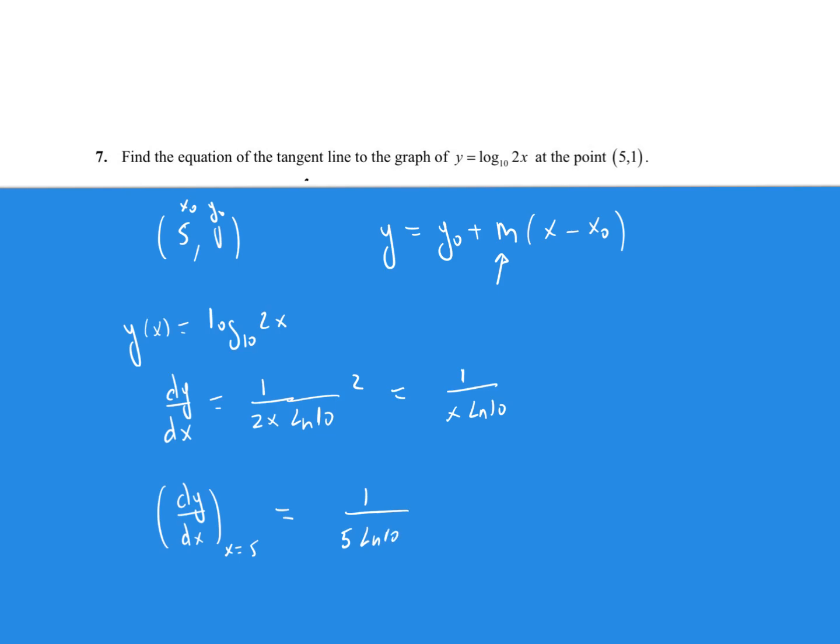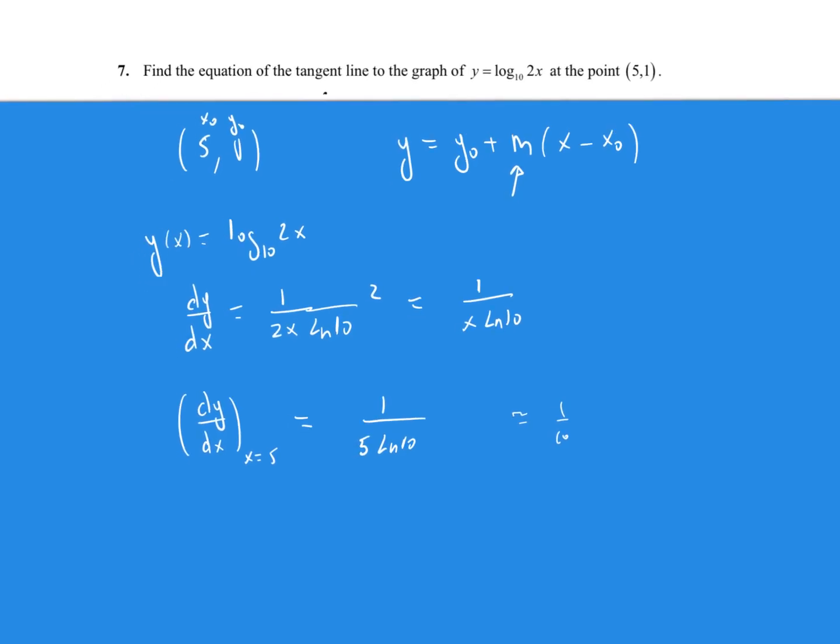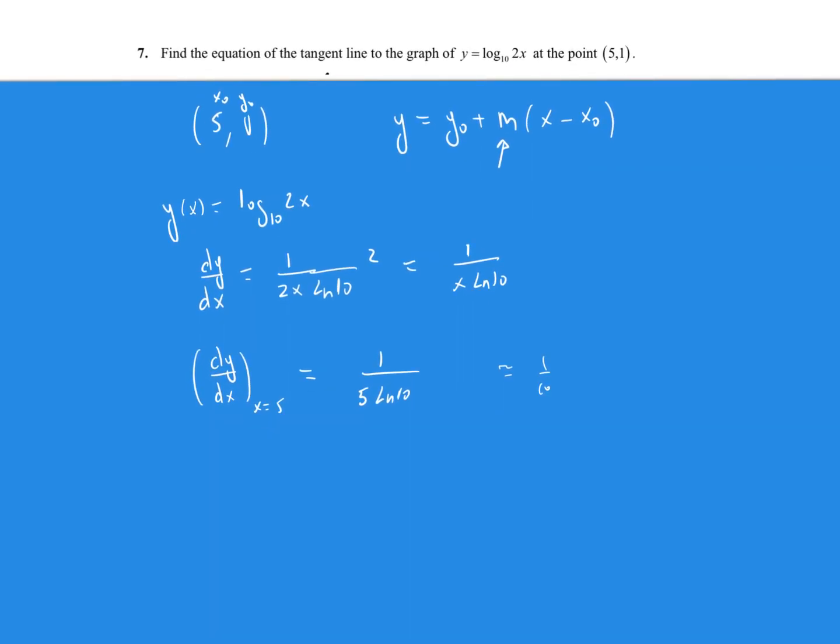Natural log of 10 is a number; 10 is a number bigger than e, so natural log of 10 is bigger than 1, maybe 2 something. Okay, so this is a number, the slope is around 1/10, more or less. I don't know, we should use the calculator to find this number. But the problem is not solved yet. The problem is asking what is the tangent line. The tangent line is y equal y0 plus the slope at the point by x minus x0.